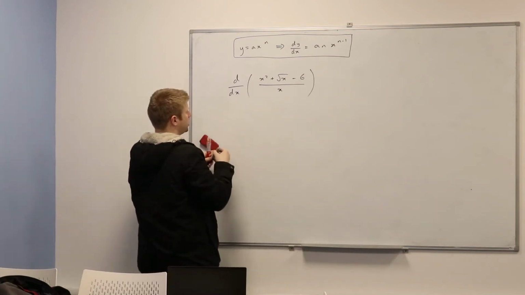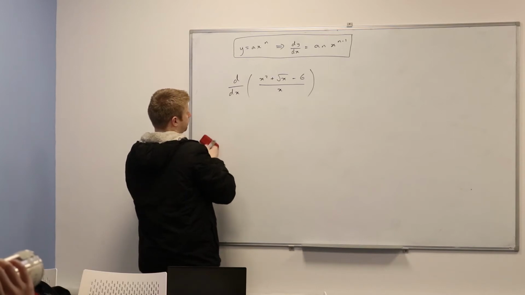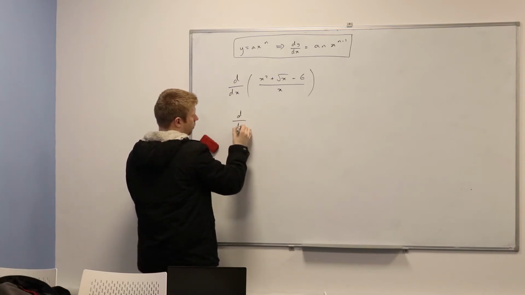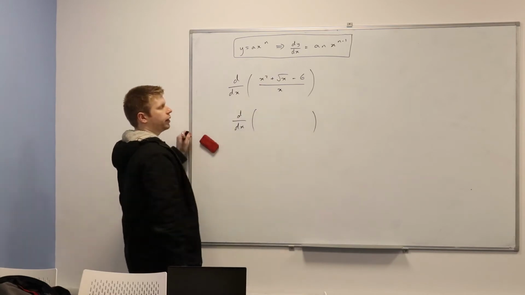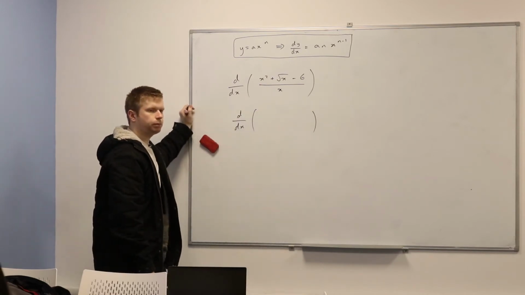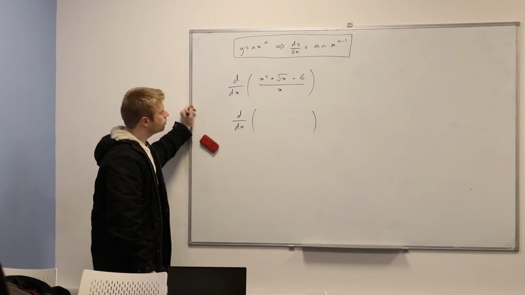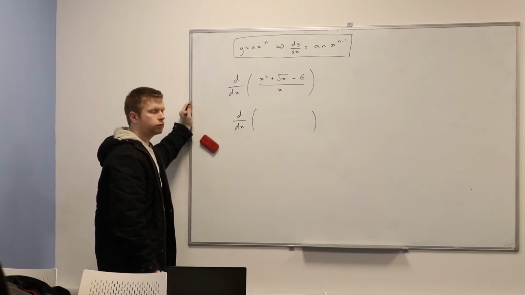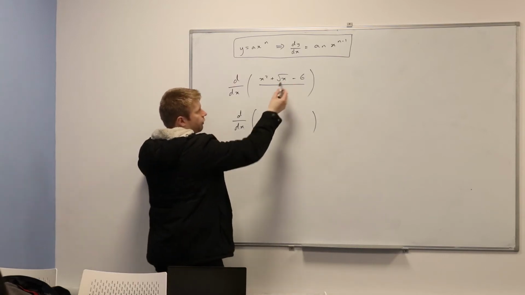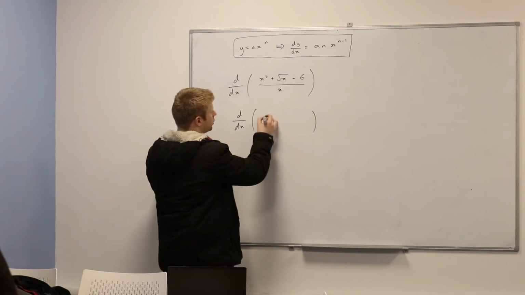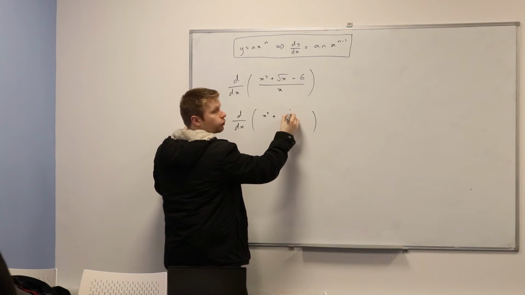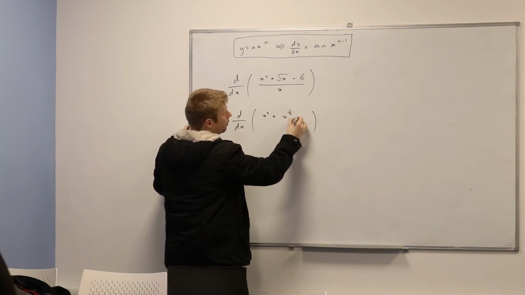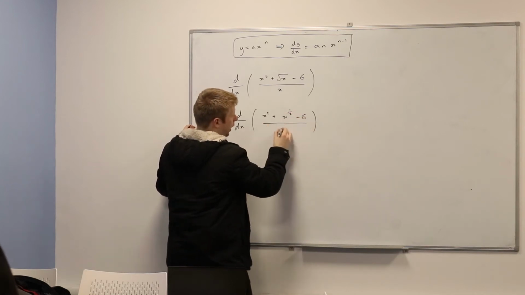So let's try this. d by dx of, so this just means differentiate this. How could I rewrite this? First of all, I'm looking at that square root of x. How could I rewrite that? Yeah, good. So I could have x squared plus x to the power of 1 over 2, minus 6, all divided by x.